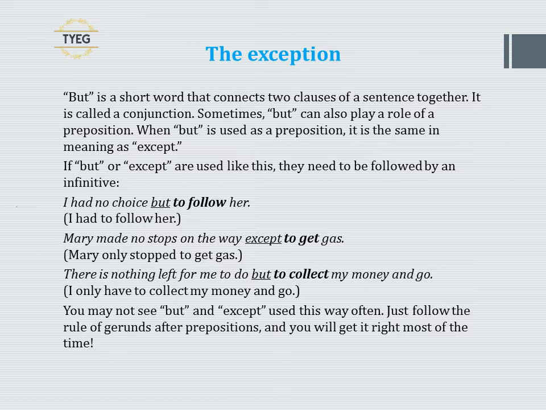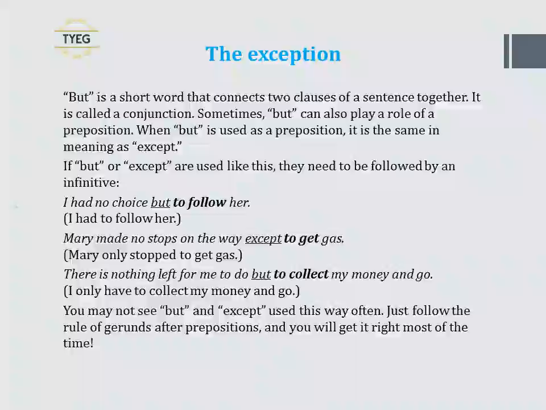I had no choice but to follow her. I had to follow her. Mary made no stops on the way except to get gas. Mary only stopped to get gas. There is nothing left for me to do but to collect my money and go. I only have to collect my money and go. You may not see but and except used this way often. Just follow the rule of gerunds after prepositions, and you will get it right most of the time.